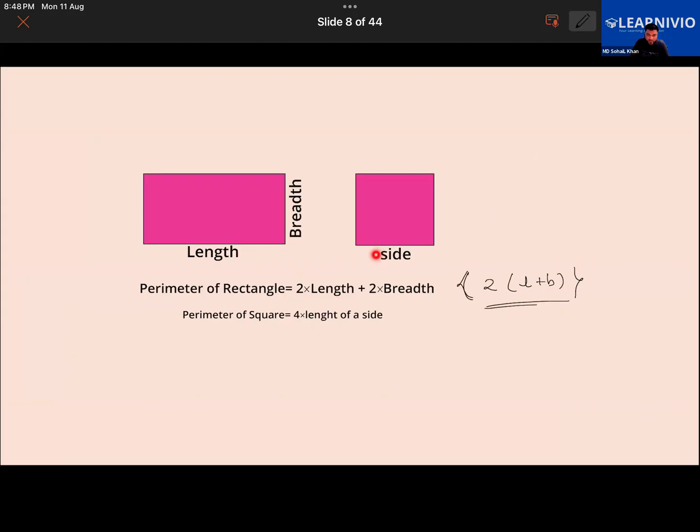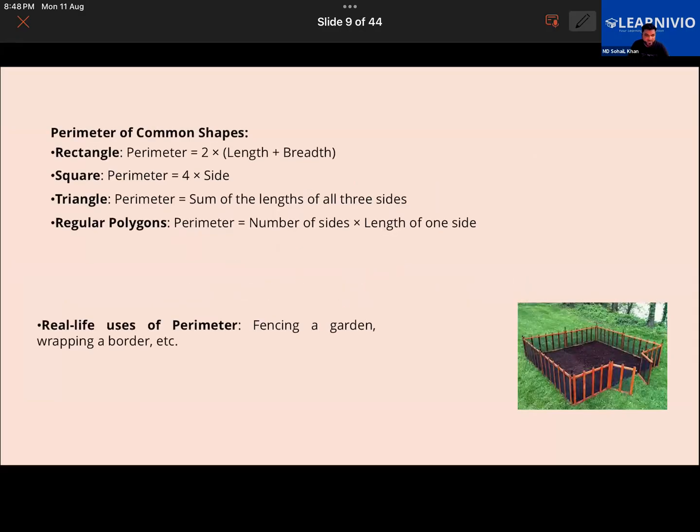As for the square, which is a regular polygon, we have just learned that, right? Side multiplied by... no, that will be area. We're calculating perimeter, so total number of sides, that is 4, into side, multiplied by length of a side. Getting it? Then we have some other figures also, which we have just discussed. For a triangle, it will be the sum of the lengths of all 3 sides. For a regular polygon, we just learned, number of sides multiplied by length of one of the sides.